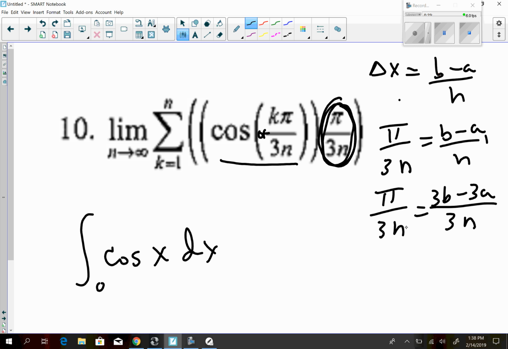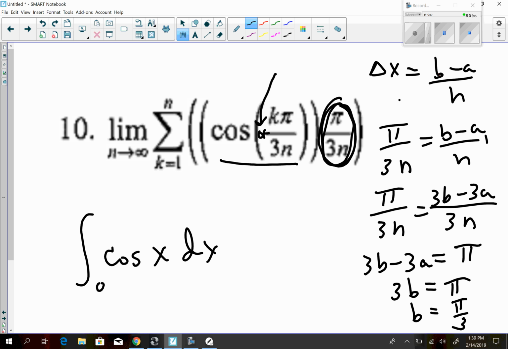Now I can say, since the denominators are equal, these numerators, 3b minus 3a, and pi must be equal. And we made an educated guess that a is 0, because there's nothing added to this fraction. So if a is 0, we get 3b equals pi. So b, which is the number that goes up here, is pi over 3. And that's it.